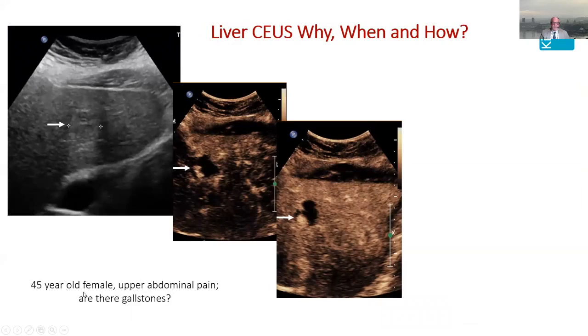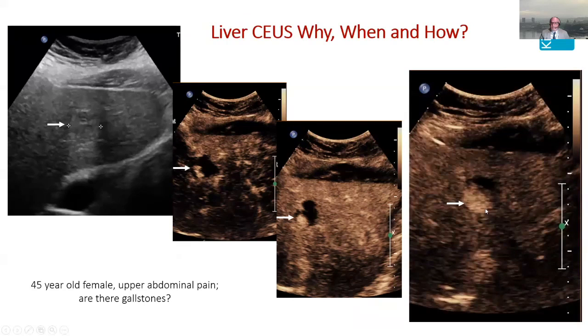This is another patient, a 45-year-old female with upper abdominal pain. Are there gallstones? Again, you would agree with me, this is an atypical lesion, but adding contrast to that patient, and it only takes 3 or 4 minutes added to the examination to do this, you can see there's gradual infilling, rather eccentrically in this patient, but with globular enhancement around the periphery. This is pathognomonic of a hemangioma. Again, you've knocked it on the head. Immediately, the patient doesn't need to come back for anything further.